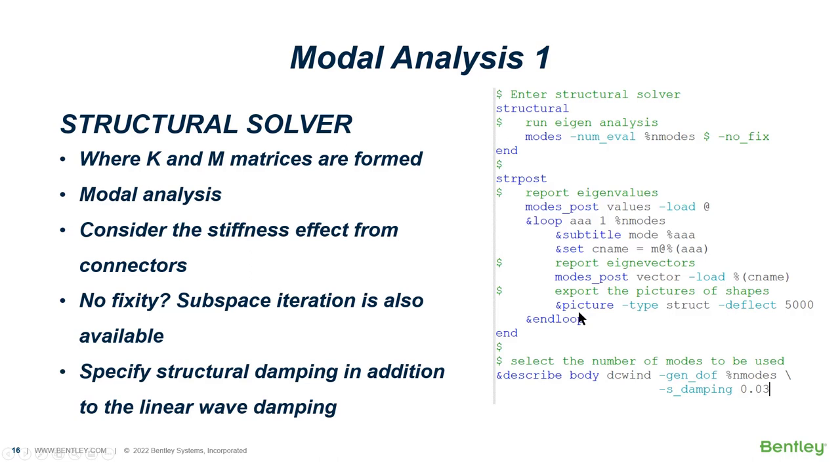And the last step in this structural solver is to assign the number of modes to the body. This can be done with this ampersand describe body minus generalized degrees of freedom option. So we can specify the individual mode numbers on this option. In other words, only the modes that are defined on this option will be used in hydroelastic analysis. This means that we also can filter the unnecessary mode shapes with this option, such as local mode shapes. And this S damping is a structural damping.